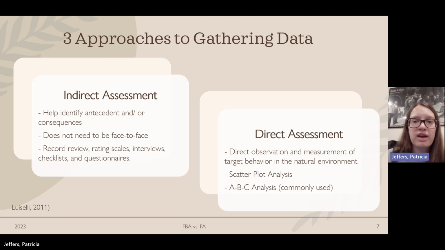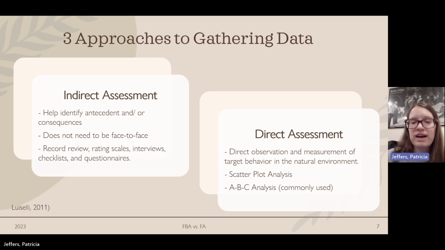Within the process of an FBA, there are three principal approaches that can be used conjointly or separately to collect all necessary information regarding an individual's problem behavior. These approaches are indirect assessments, direct assessments, and functional analysis. Indirect assessments consist of gathering information from those who are in close contact with the individual being evaluated.